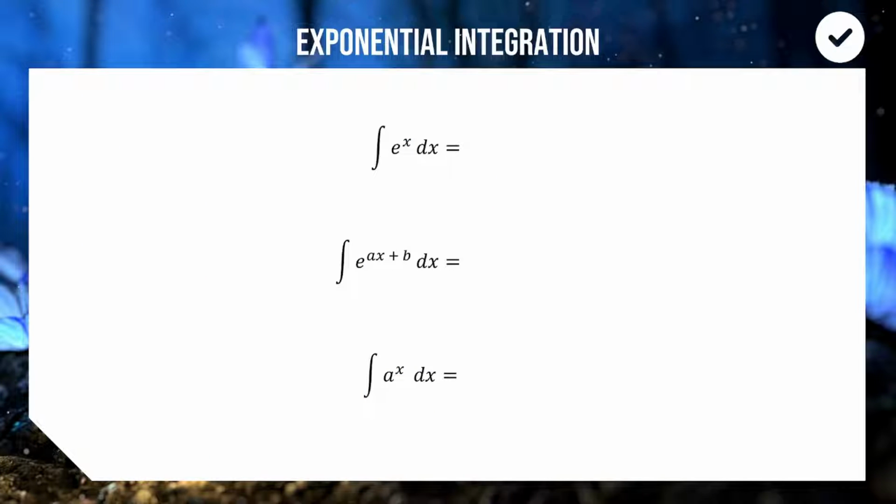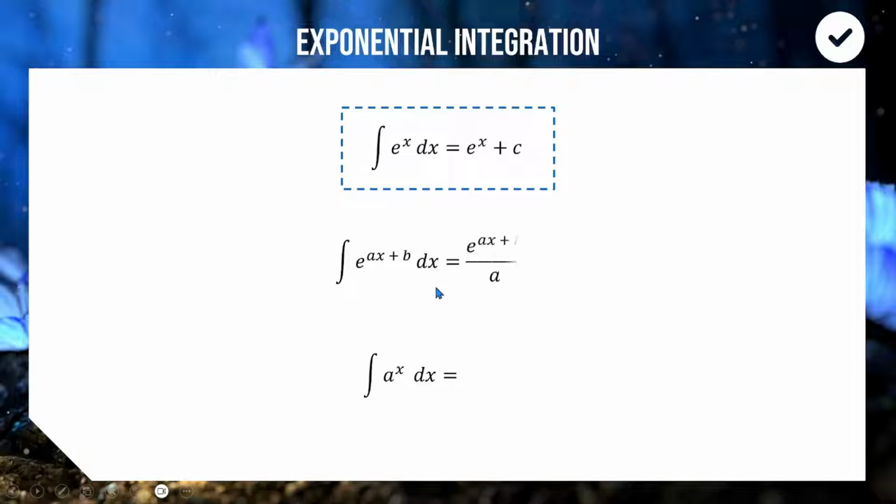So since e to the x is its own derivative, it makes sense that e to the x is its own antiderivative, and that's why the integral of e to the x is just e to the x. Don't forget your plus c or your only 10 push-ups. For the second one, when your power has a constant like e to the ax plus b, if we were differentiating, we would be multiplying by the derivative of the power, which would be a. So because we're integrating, we're going to do the opposite, and we're going to divide by the derivative of the power, which is a, and of course plus c.